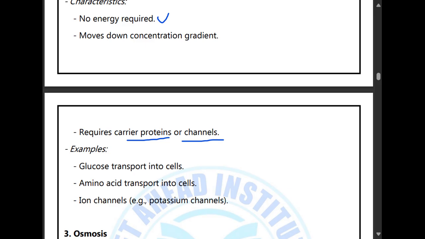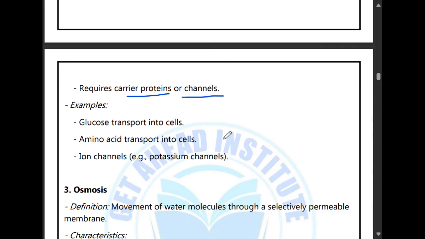Are we together up to this far? All right. Now, examples, because you might be required to give some examples with regards to simple diffusion, facilitated diffusion. I've already given you examples of simple diffusion. Now, let's look at the examples of facilitated diffusion.